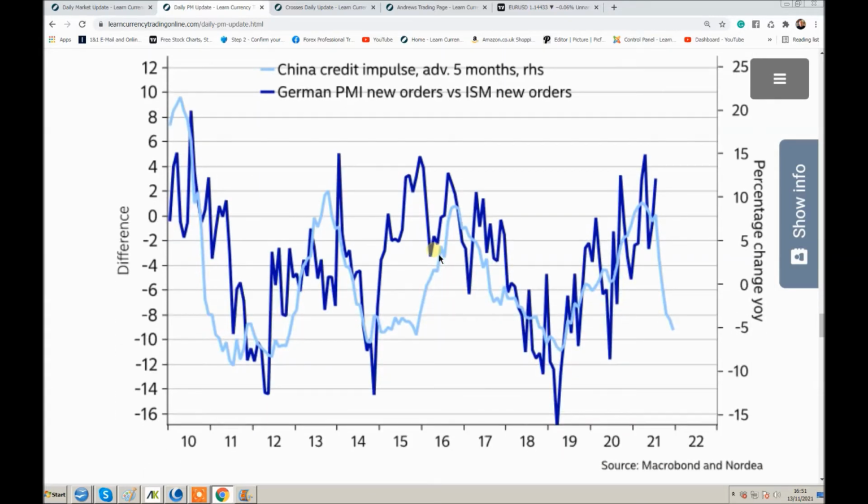I could also add in China. China is basically a major trading partner with Eurozone, particularly Germany. That's the China credit impulse. This means China is basically slowing. The light blue line, that dark blue line, which is German PMI new orders, is going to follow it down. Loads of German cars go to China, obviously, and a lot of other goods. So a slowdown in China will hit Eurozone as well.